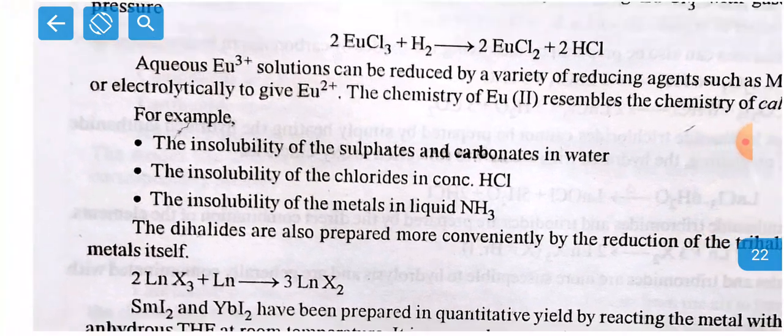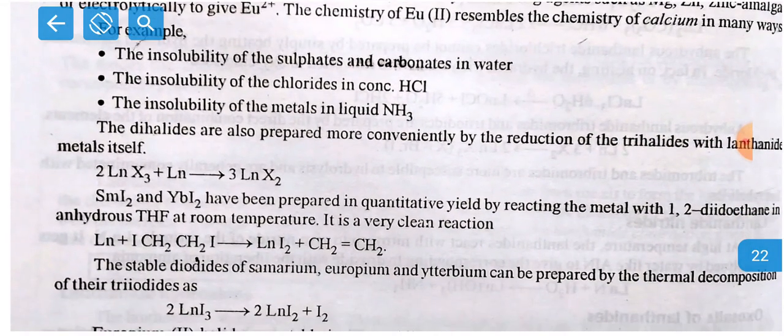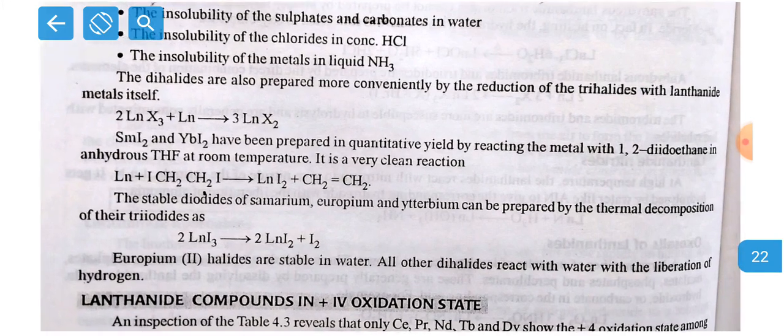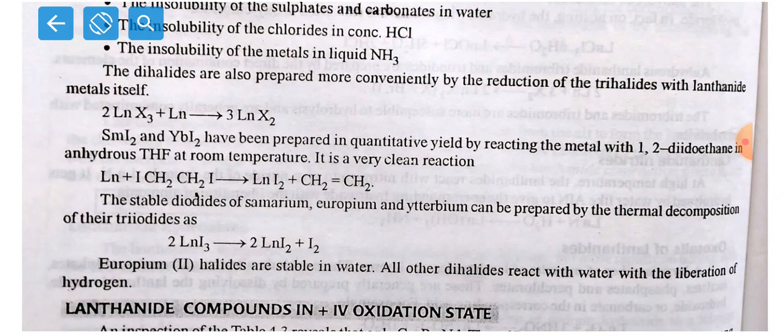The dihalides are also prepared more conveniently by the reduction of the trihalide with the lanthanoid metal itself. 2 LnX3 plus Ln gives 3 LnX2. SmI2 and ytterbium iodide have been prepared in quantitative yield by reacting the metal with 1,2-diiodoethane in anhydrous THF at room temperature. It is a very clean reaction. Ln plus ICH2CH2I gives LnI2 plus CH2=CH2.